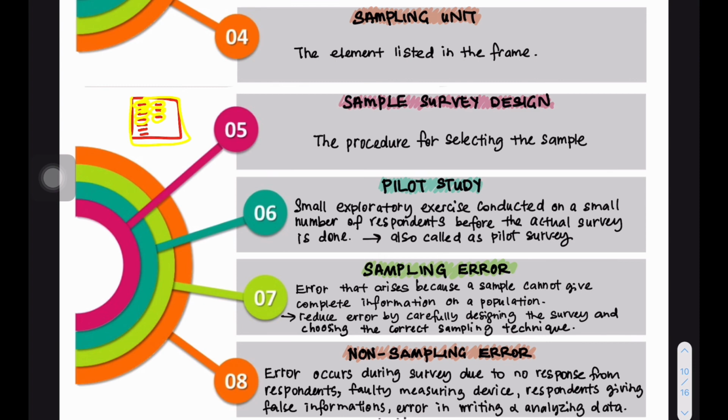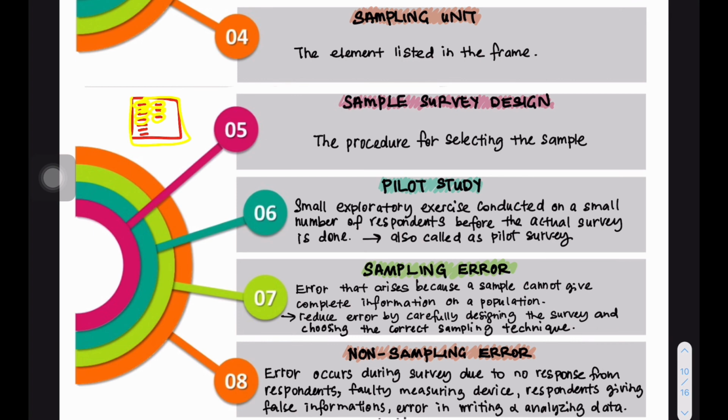So what is sampling error? Sampling error adalah error that arise because of a sample cannot give complete information on a population. So sampling error ni adalah error yang datang sebab sample tu dia tak boleh represent the whole population. Okay, so we reduce error by carefully designing the survey and choosing the correct sampling technique. So error untuk sampling ni boleh dikurangkan dengan cara kita betul-betul design the survey.